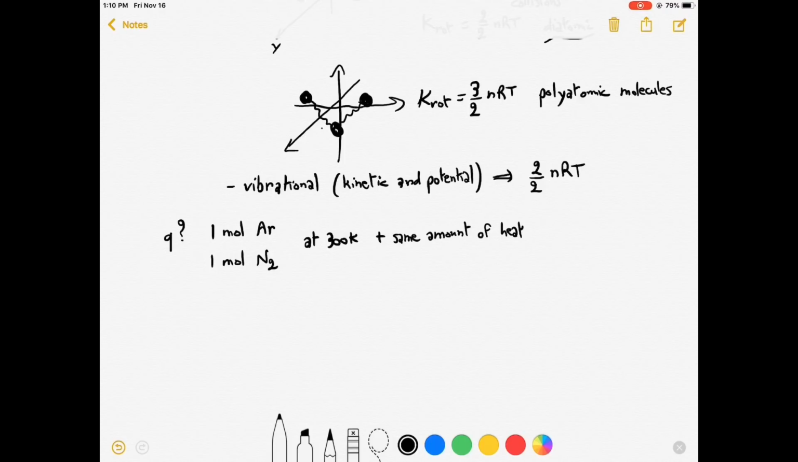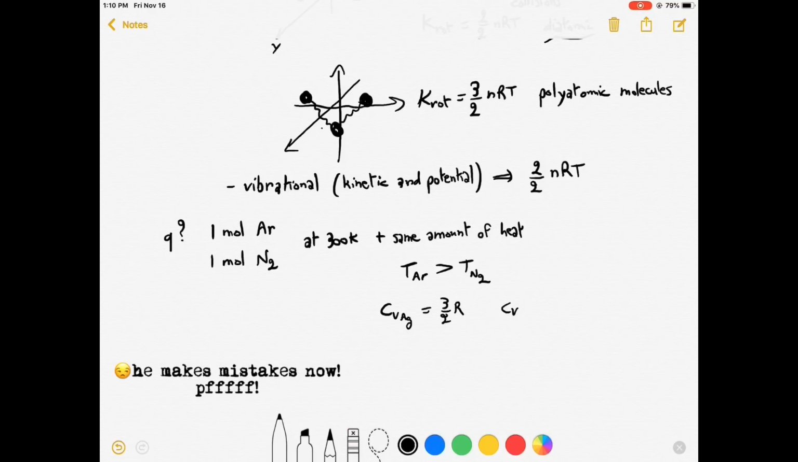In fact, because one is monoatomic and the other is diatomic, the temperature of the monoatomic gas will be larger than the temperature of the diatomic gas. This is because the heat capacity for argon is going to be 3/2 R, whereas the heat capacity for the diatomic molecule is going to be 7/2 R because we have an additional 2 degrees of rotational degrees of freedom, and so it takes more heat to warm up nitrogen than to warm up argon.